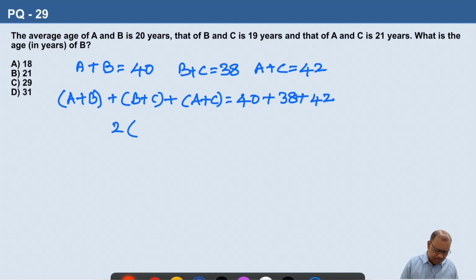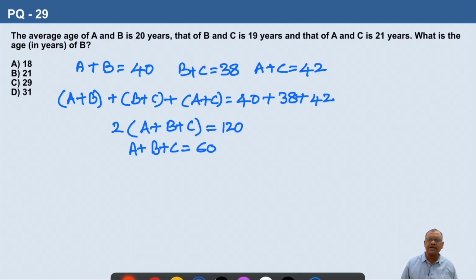If you take 2 common, you will get 2 times A plus B plus C is equal to 40 plus 38, 78, 78 plus 42, 120. So A plus B plus C is equal to 120 by 2, that is 60. Since we have to find out the age of B, we have to subtract A plus C from A plus B plus C.